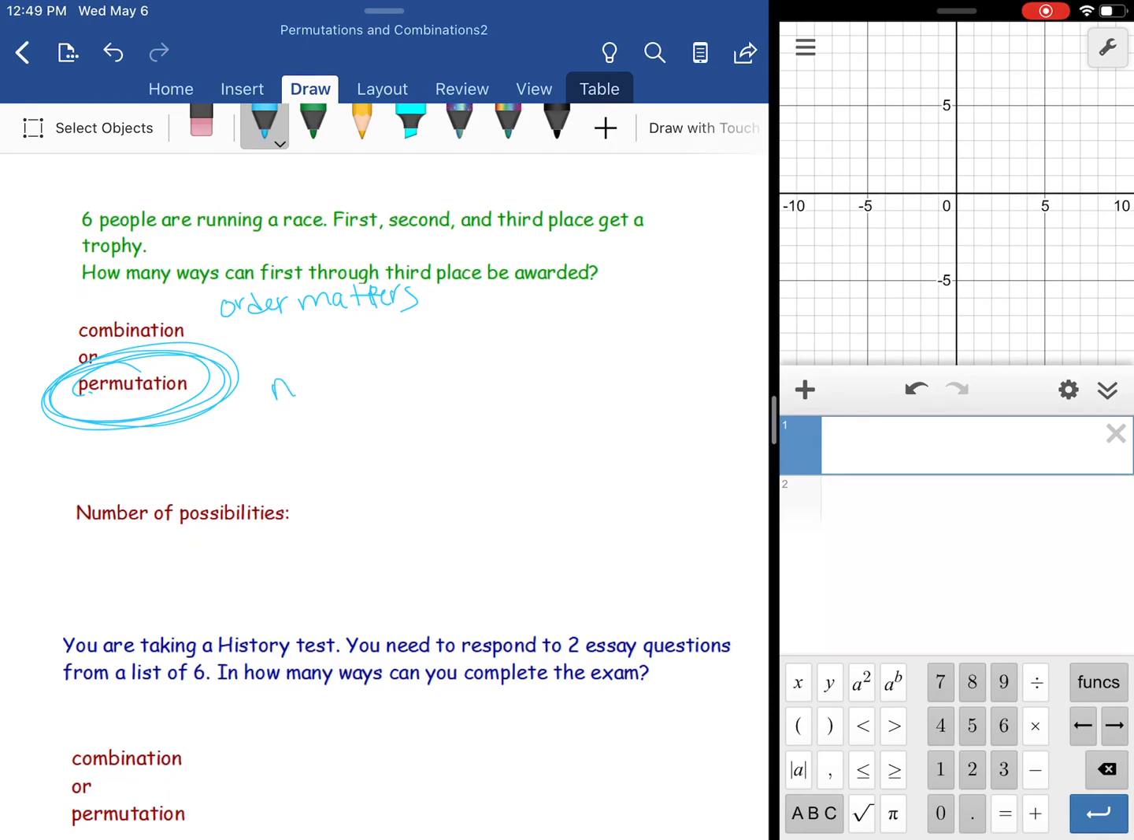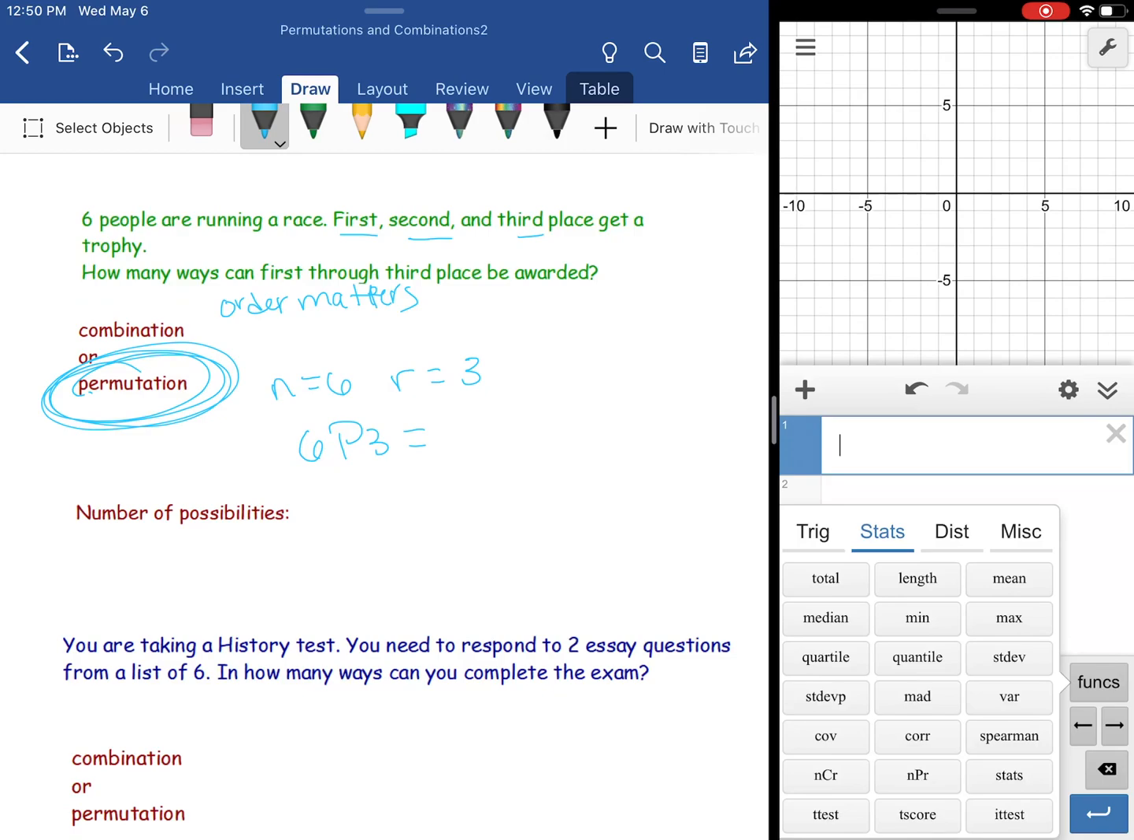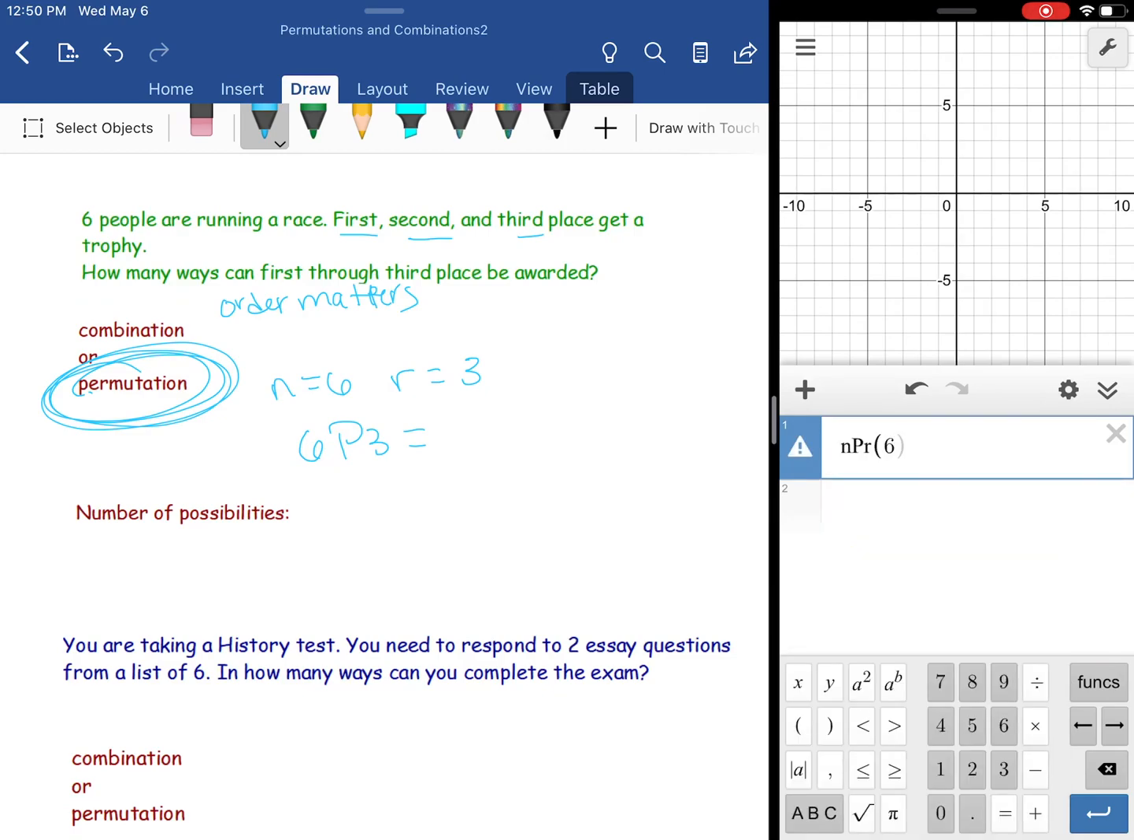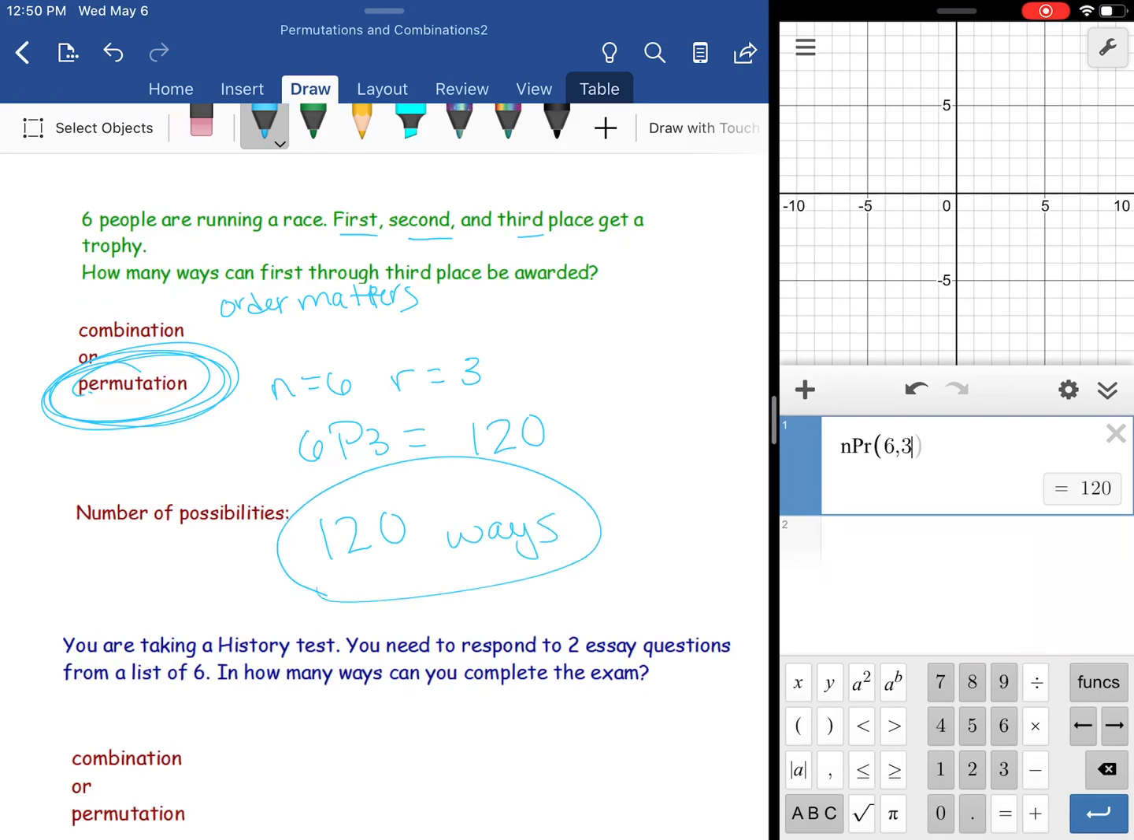So since it's a permutation, we're going to take our 6 people and we want to award the first 1, 2, 3 places. So we're going to take 6 permutations of 3, and that's going to be our answer. Function permutation 6, 3. Oops, I forgot my comma. 6, 3 tells us that there are 120 different possibilities. There are 120 different ways that race can end.